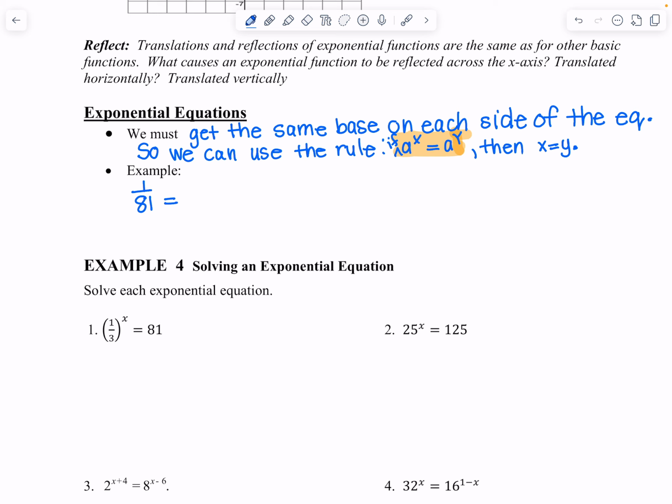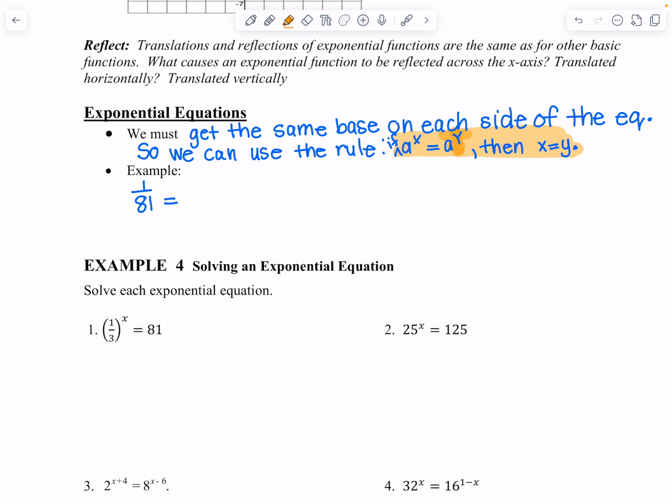on each side of the equation, but you want to make sure that when you get an exponential function, they both have the same base on the left that is on the right. So we must get the same base on each side of the equation. We can use the following rule to solve it. The rule says that if a raised to the x equals a raised to the y, then guess what? If they have the same base, you can set the exponents equal.